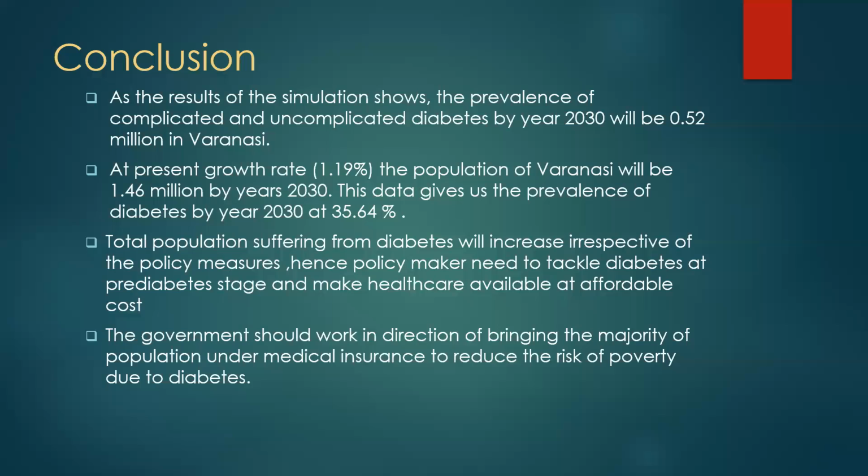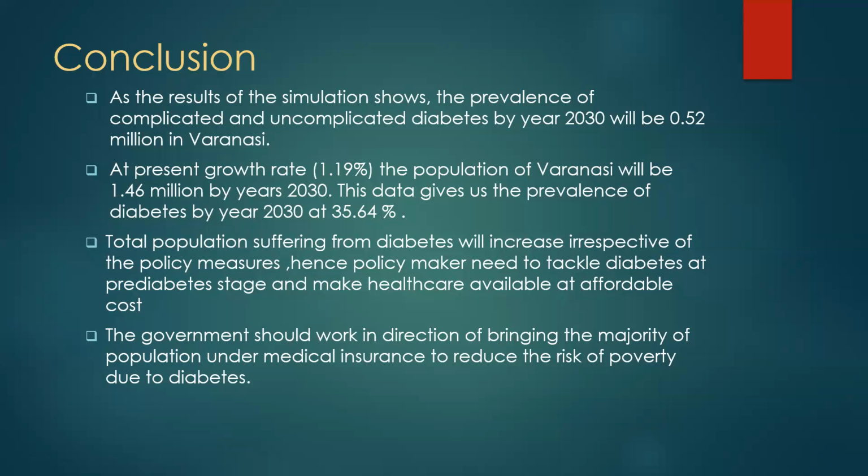So what conclusion we made as the result of simulation show the prevalence of complicated and uncomplicated diabetes by 2000 will be this 0.52 at present growth rate. The population and the prevalence will be in 2030 will be 35.64. Total population suffering from diabetes will increase irrespective of the policy measures. So this result actually I presented, the people didn't like that.